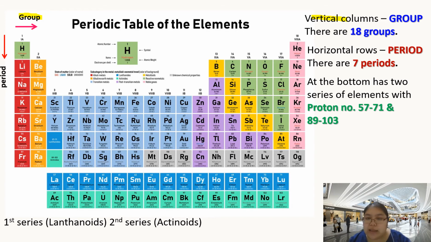After that, at the bottom we have 2 special series of elements. They start with proton number 57 to 71, and the last row is from 89 to 103. So this is the structure of the periodic table. The first series we call lanthanides. The second series we call actinides.